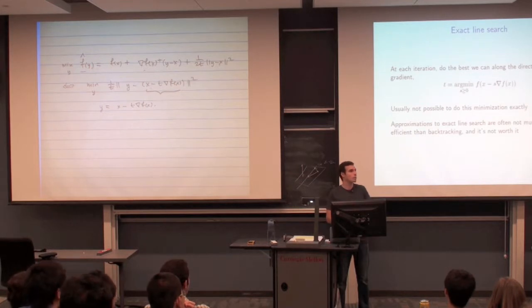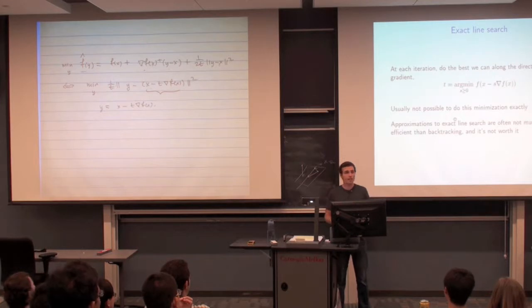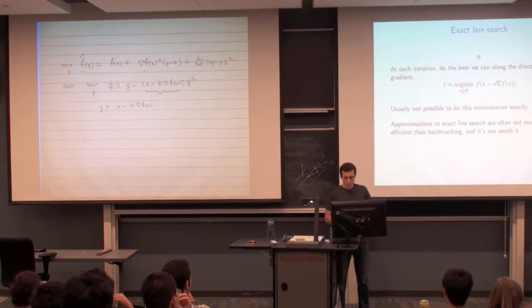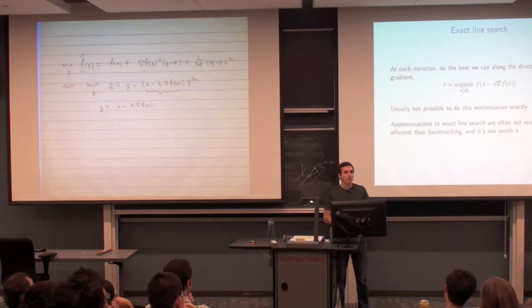So it's not like there are multiple s we could choose. It's usually not possible to actually do this minimization exactly. So in many, many instances, exact line search is just infeasible. It's not used. There are some cases in which you can do it exactly. Actually, quadratic functions are cases in which you can usually do it exactly. But even when you can do it exactly, it usually does not outperform backtracking search by very much. So it tends not to be used in practice. The default is usually to use backtracking, or if you have other reasons, to use a fixed step size that's well controlled.